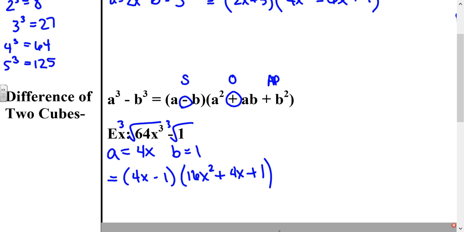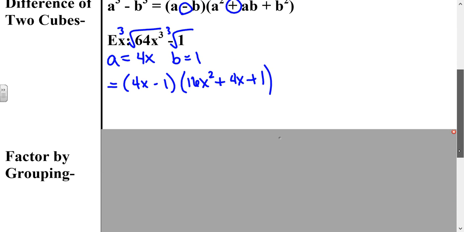Now you can always check your answer by multiplying it out to see if you end up with 64x cubed minus 1 as your answer. If I take 4x times 16x squared, I get 64x cubed. That's one way to check those first numbers, because those are usually the ones that are incorrect.